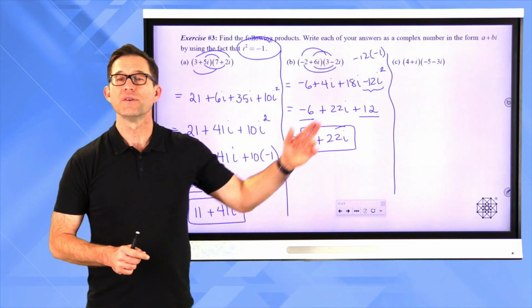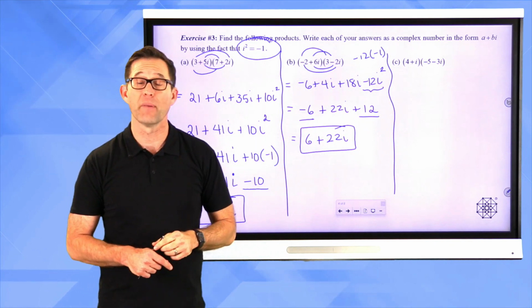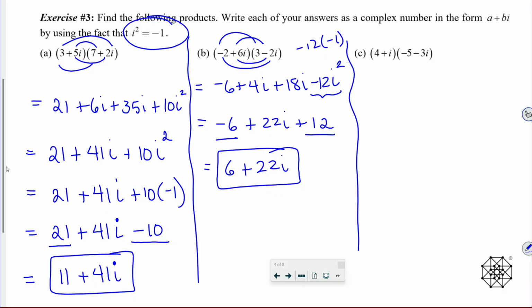All right, let's do it. So here we have the complex number 4 plus i times the complex number -5 minus 3i. Let's do it. So we've got 4 times -5 is -20. 4 times -3i is -12i. i times -5 will be -5i. And i times -3i will be -3i squared.